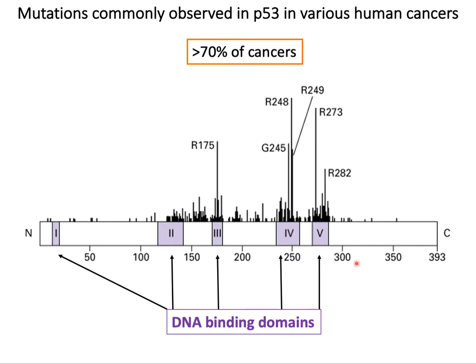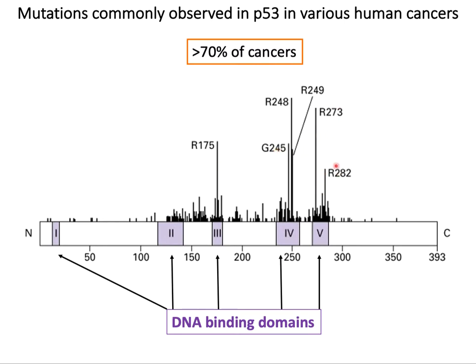So this is at the amino acid level, and you can see the mutation in p53 at this level. So these are relative levels of the mutations, and you can see that there are hotspots. Like for example, this amino acid, R175, arginine 175. This is mutated in high frequency in cancers. This R248, R249, this G245, glycine 245, R273 or R282.